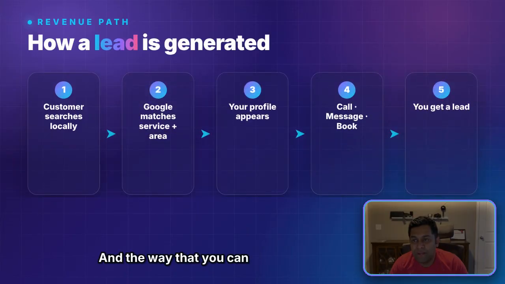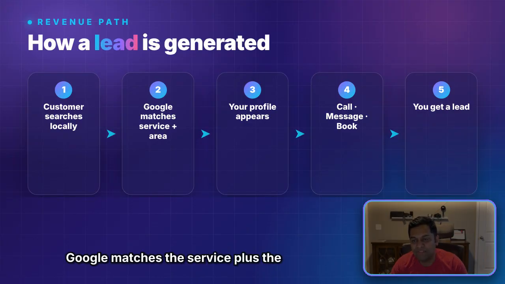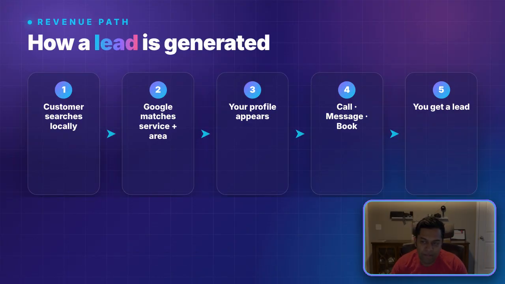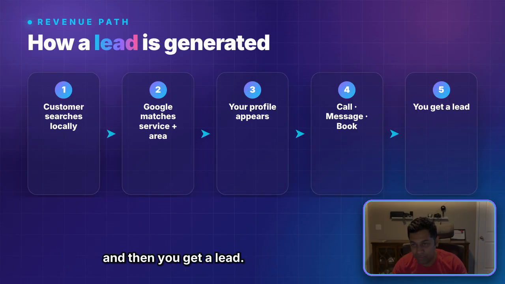And the way that you can generate revenue is that a customer searches locally. Google matches the service plus the area, and then the ad or your profile appears. The customer calls or messages or books, and then you get a lead. So that's what the journey looks like.